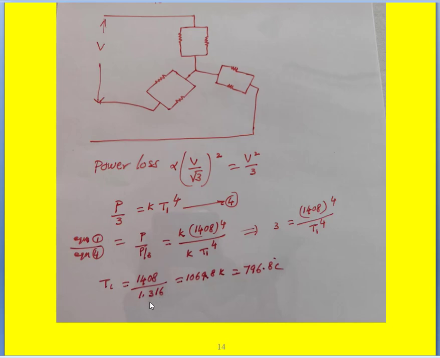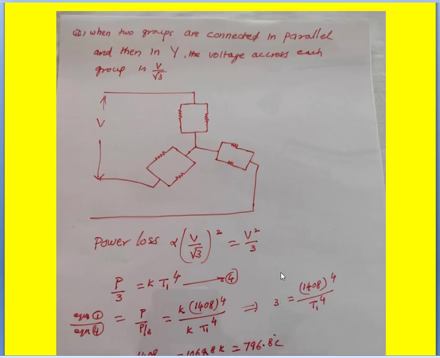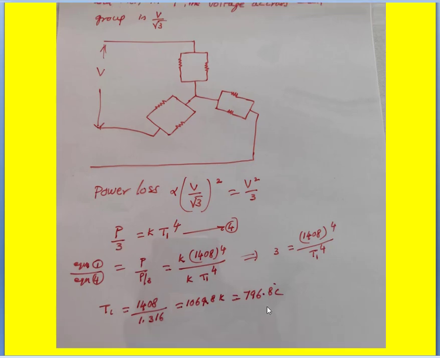That is 1408 divided by 1.316. So from this we get 796.8 degree centigrade. So here if we look at this properly, the voltage across this is higher than in the previous case. So we have more power loss, so we get the higher temperature.